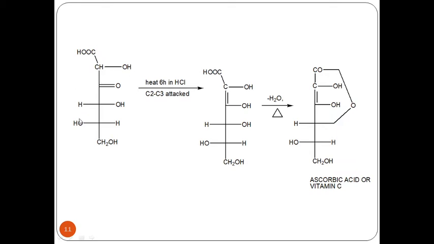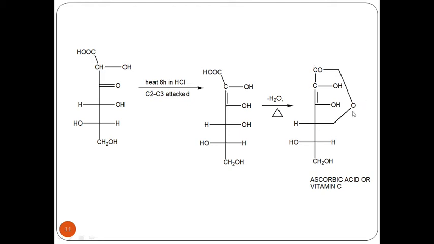This intermediate, upon heating for 6 hours in HCl, has carbon number 2 and carbon number 3 attacked, so that there is a formation of a C double bond C. This component upon hydrolysis, that is removal of a molecule of water under harsh high temperature conditions, forms a glycosidic linkage between carbon number 1 and carbon number 4.